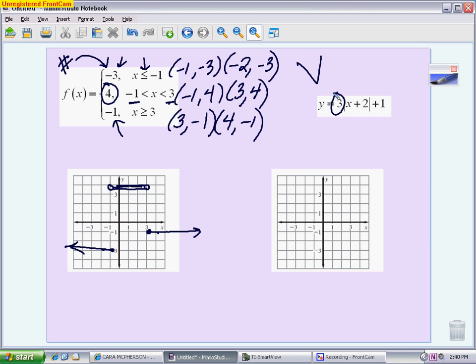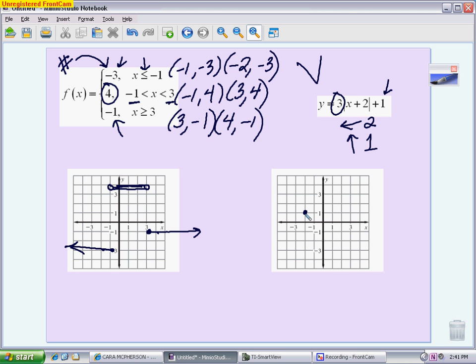The numbers that are with x tell me how it shifts. Because this is a +2, it's going to shift to the left 2 spaces, and because this is a 1, it's going to shift up 1 space. So I'm going to be going over 2 to the left, and then I'm going to go up 1. Here is the vertex of this V, this absolute value graph.